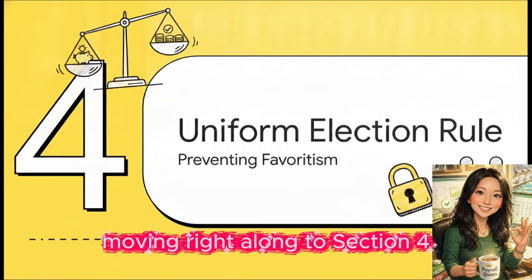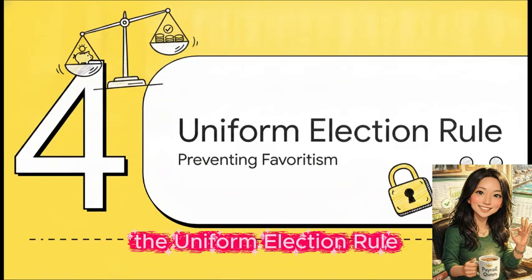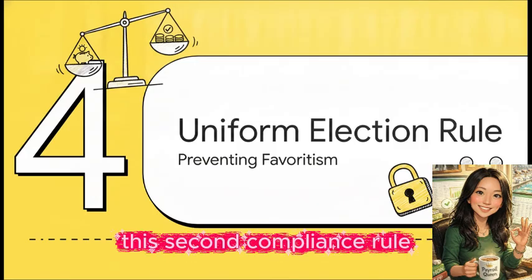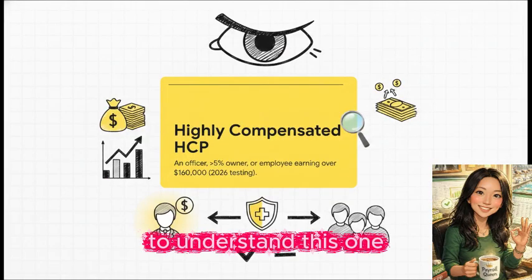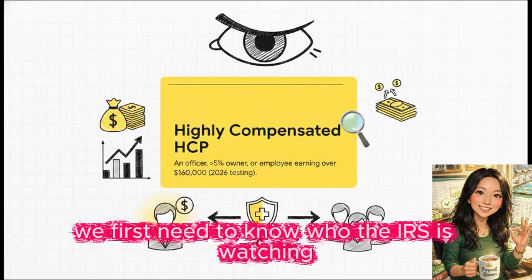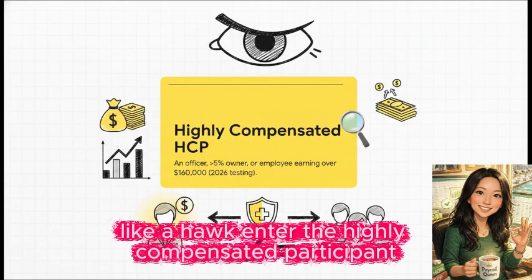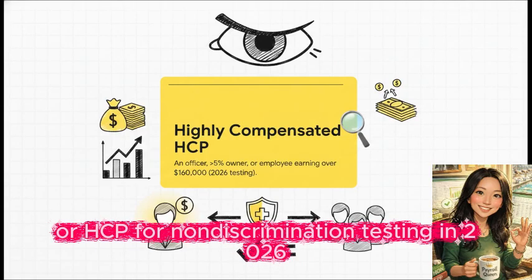Moving right along to Section 4, the Uniform Election Rule. This second compliance rule is all about preventing executive favoritism. To understand this one, we first need to know who the IRS is watching like a hawk. Enter the Highly Compensated Participant, or HCP.